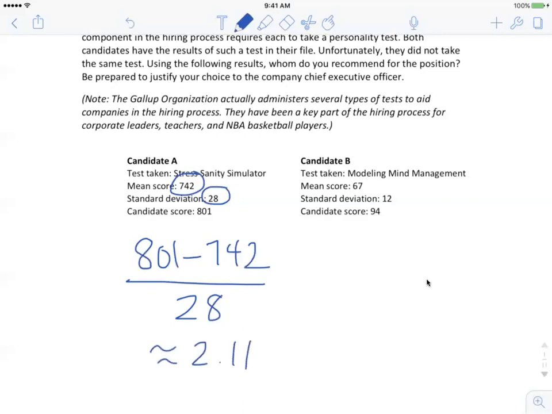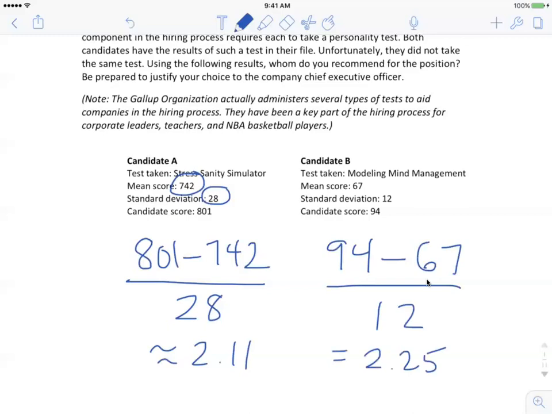And then I would do the same thing for candidate B. So I would take the candidate score minus the mean, divide by the standard deviation. So let's see, 94 minus 67 is 27, and then divide that by 12, it's 2.25 exactly.